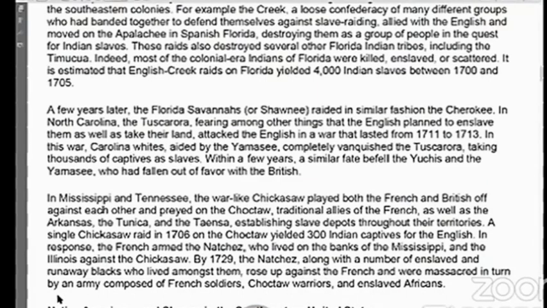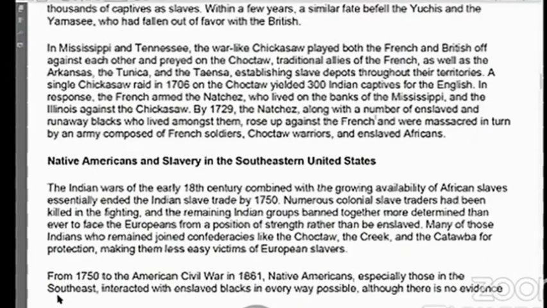In North Carolina, the Tuscarora, fearing among other things that the English planned to enslave them, as well as take their land, attacked the English in a war. A Wichita raid in 1706 on the Choctaw yielded 300 Indian captives for the English.